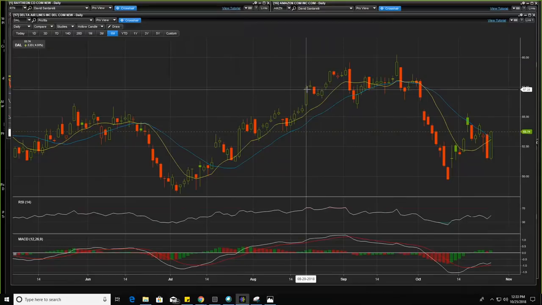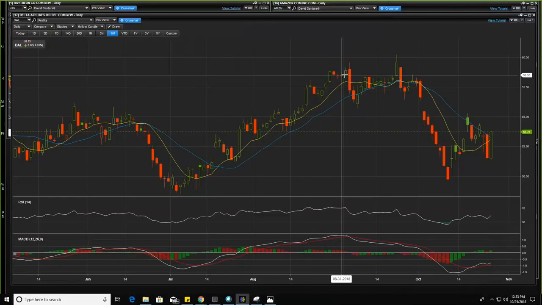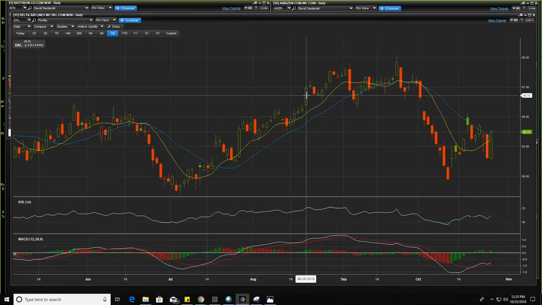Notice how I'm using the lower end of the targets here. I'm not going all the way to September 4th. I'm going back down here because I want to be as conservative as possible with my projections, okay? So like I said, if you entered into this at 50.85 and then you exited at 57.25, what type of return is that if you only own the shares of stock?